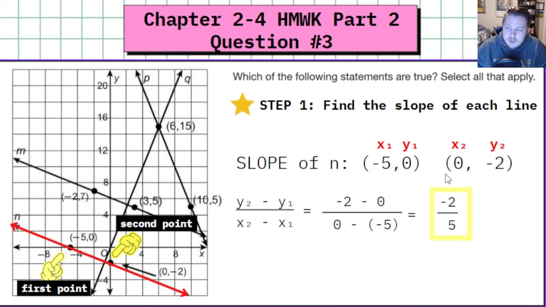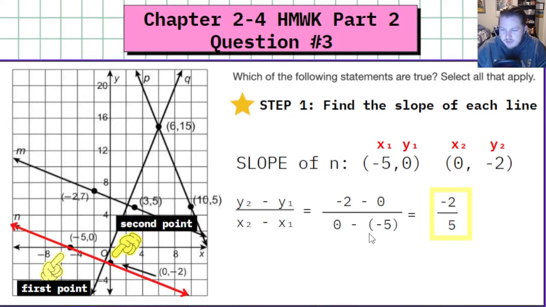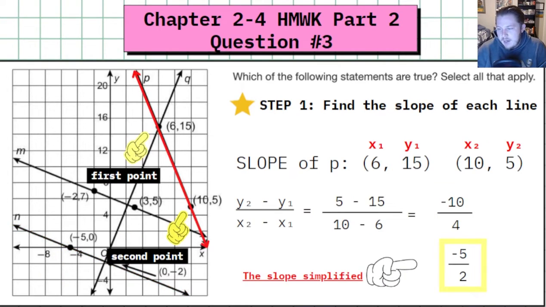All right, so now all we have to do is solve for the slope. So my y2 minus y1, that's negative 2 minus 0. And then I take my x2, 0, subtract it from my x1, which is negative 5. So that's negative 2 minus 0, that's negative 2. 0 minus negative 5, I'm subtracting a negative number, so really it's a positive. So really what I'm saying is 0 plus 5. And that gives me my slope, negative 2 over 5. Now I can just keep going.